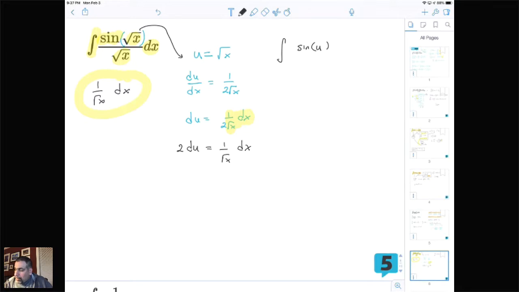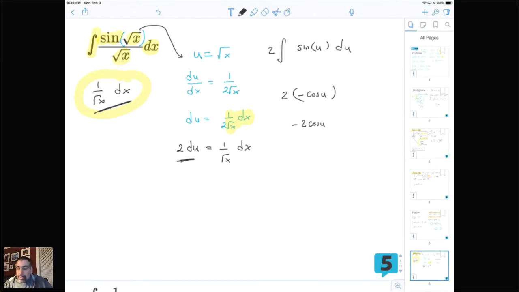So at this point in time, when I want to bring over 1 over root x dx, it can now come over as 2 du. I put the 2 in front, the du at the end. And now this is one of those 13 integrals that we're supposed to be familiar with in AB calculus. So the integral of sine u du ends up being negative cosine u. We've got a constant factor of 2 that we need to bring in. So this is actually negative 2 cosine u.